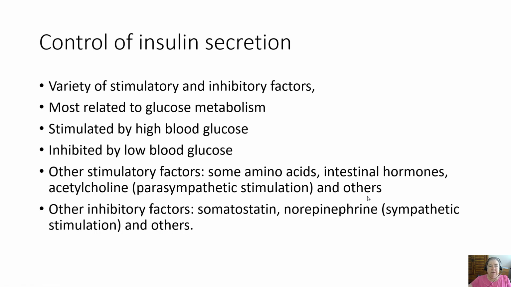There are a number of things that are involved in the control of insulin secretion. Some of them stimulate and some of them inhibit, and most of them are related to glucose metabolism and glucose levels. So the first and perhaps most obvious stimulatory controlling mechanism is when there is high blood glucose, the beta islet cells release insulin.